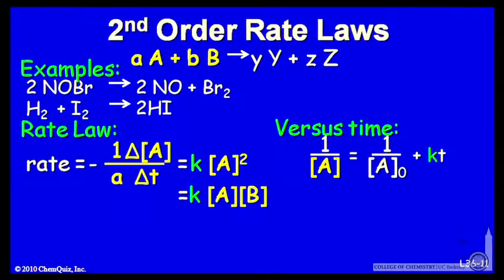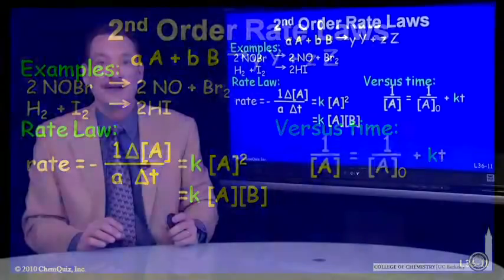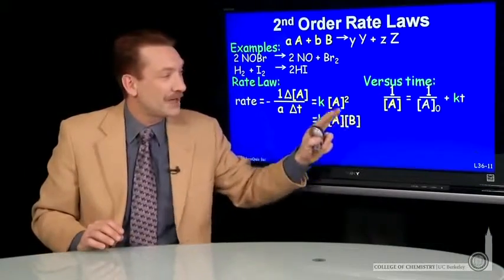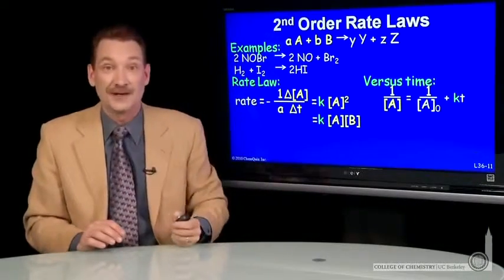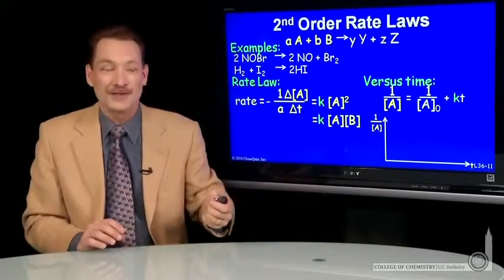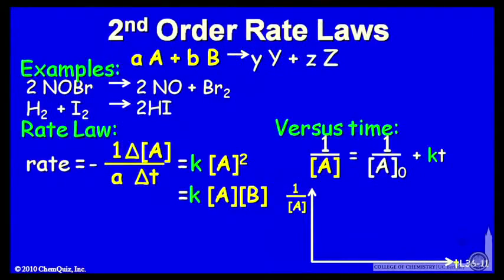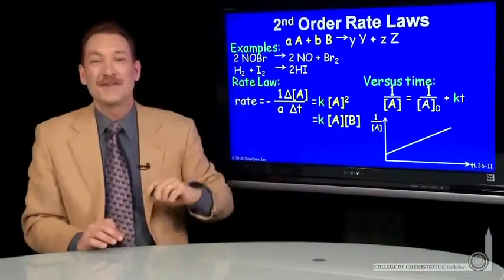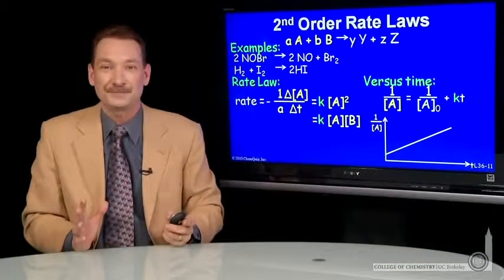1 over the A concentration is given by 1 over the initial concentration plus kt. So a plot of 1 over concentration versus time is linear. And that's how you determine if you have a second order chemical reaction. You measure concentrations versus time, then you take 1 over the concentration and you plot it versus time. If that's linear, then you have a second order chemical reaction.